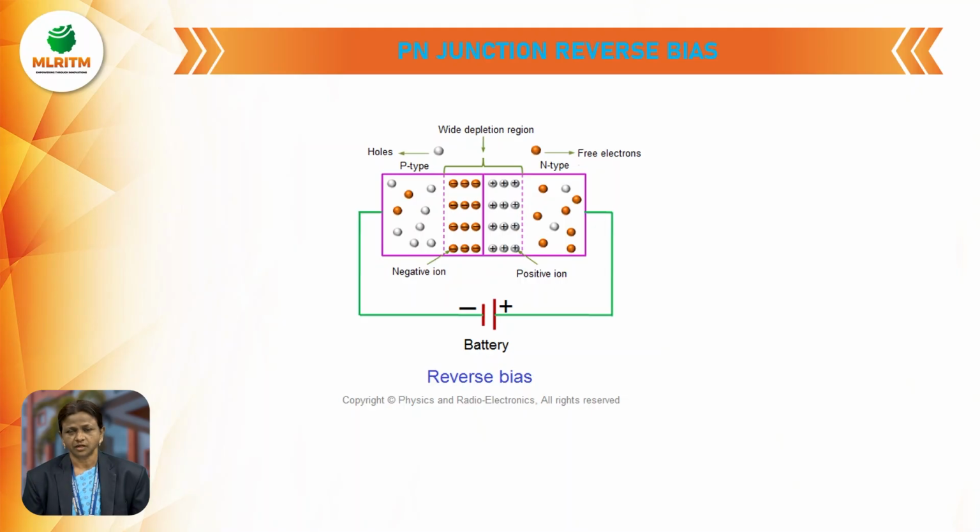In the P region, not only majority charge carriers holes, minority charge carriers electrons are also available. These electrons are attracted towards the positive terminal of the battery. Some of the electrons cross the junction, then they become positive charged immobile ions. In the N region, not only majority charge carriers electrons, minority charge carriers holes are also available. These holes are attracted towards the negative terminal of the battery. Some of the holes cross the junction, then they become negative charged immobile ions. So, the width of the depletion region increases.